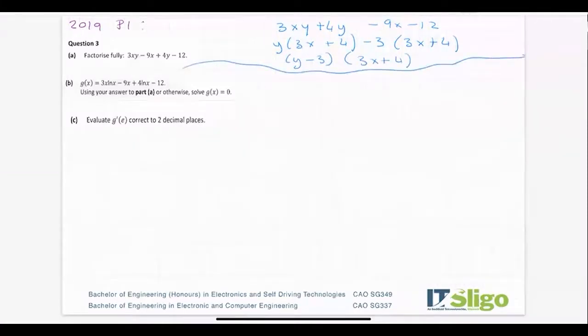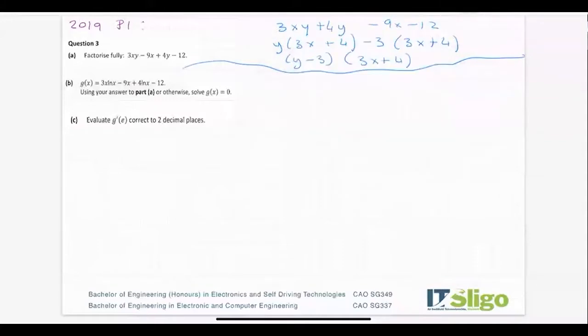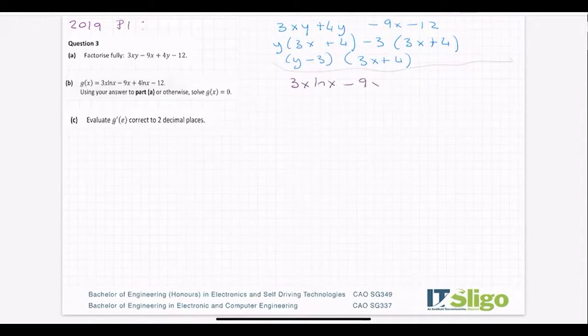Okay, so that was a lovely grouping question from Junior Cert, really. It's the only time I've seen a grouping on a Leaving Cert paper, so it was a nice little gift. Okay, the kicker came in part B. So they said, let g of x equal 0. I'll change to a different color so you can see. So I have 3x ln of x minus 9x plus 4 ln of x minus 12 equals 0.